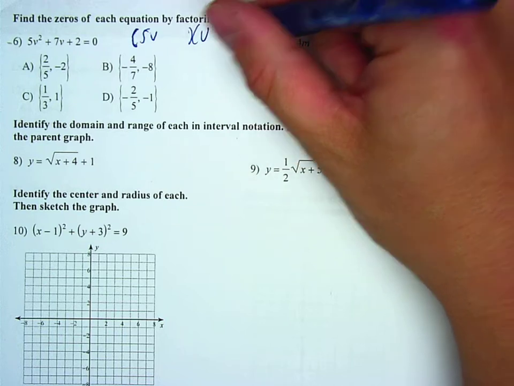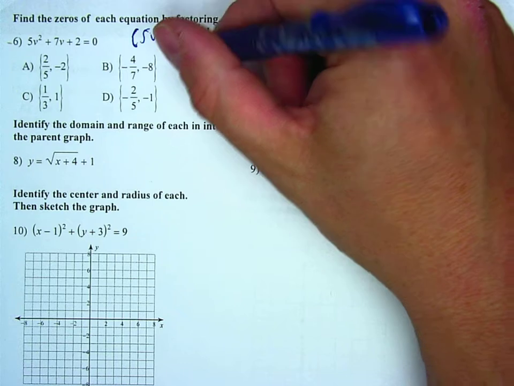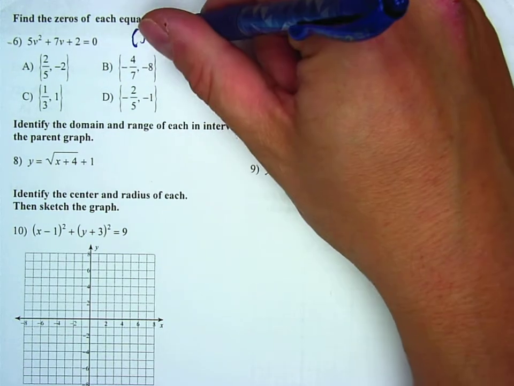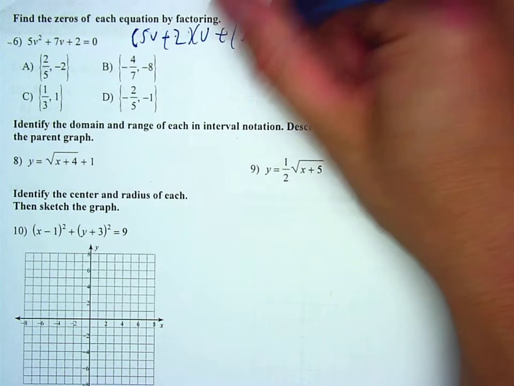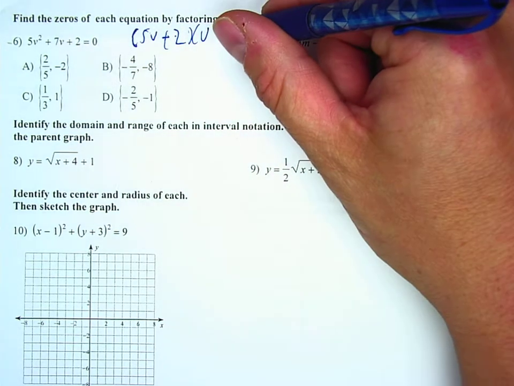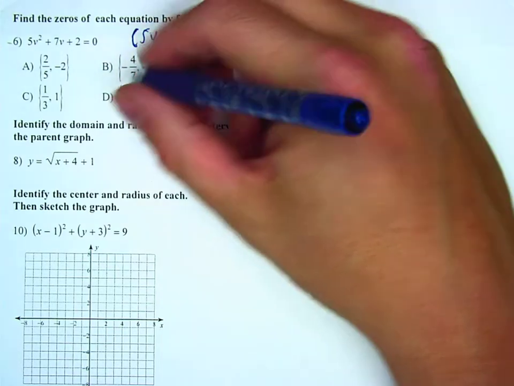So is it here or is it here, the 2? Well, it's both plus because it's plus 7. Well, if I put it here, that's going to be 10v. I don't want 10v. I want 7. Put it here, it's going to be 5v plus 2v. Yeah, there it is. That's what I want. So this one solves to be negative 1. This one solves to be negative 2/5. Taking 2 away, divided by 5.